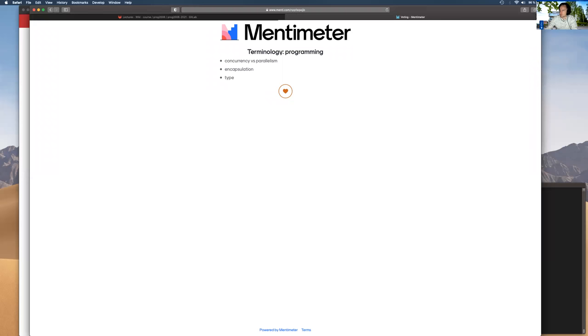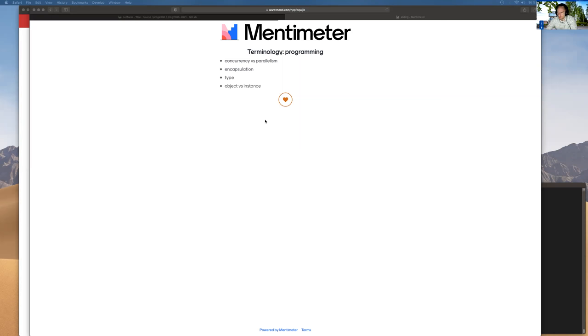I don't want to spend too much time on it right now, but we will revisit this concept in subsequent lectures. So let's move on. Object versus instance. So this one, again, is a little bit ranty. There is no very clear distinction in many programming languages between those two things.